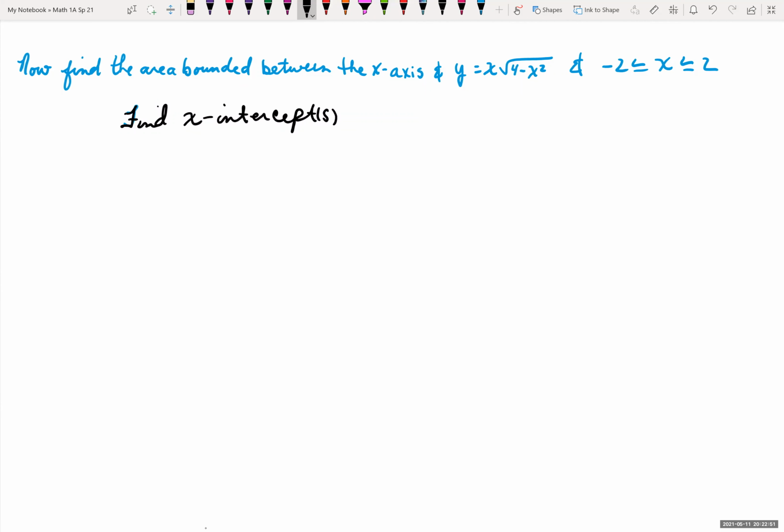And that's when our value of y is 0. So we get 0 is equal to x square root of 4 minus x squared. Well, this is already factored, so I can look at this as when x equals 0, and when the square root of 4 minus x squared equals 0.